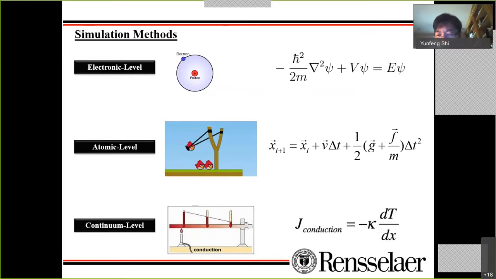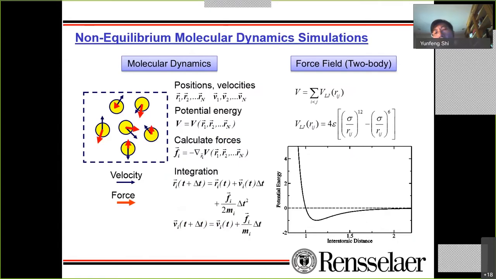continuum level modeling, right? So just to reiterate what molecular dynamics simulation is: you are given a bunch of atoms and you have to tell what their interactions are. This is called the force field. On the right hand side, I give you a very simple force field. It's called the Lennard-Jones force field. It is 4 epsilon.